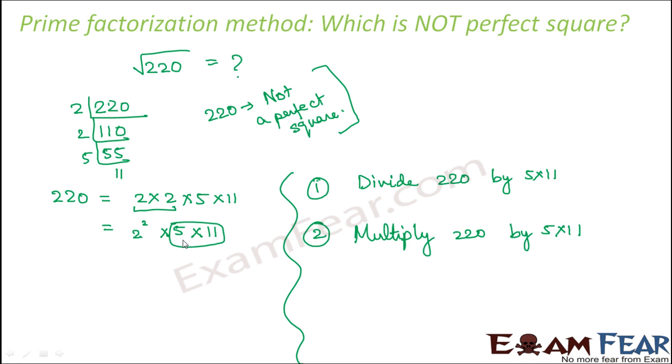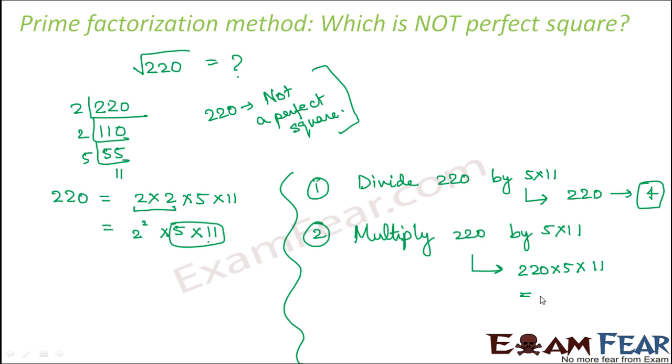In that case, you will get two 5s, that is 5 square. You will get two 11s, that is 11 square. So when you do the first option, the number 220 changes to 4. So 4 is a perfect square. And when you do the second, then the number 220 changes to what number? It becomes 220 into 5 into 11.